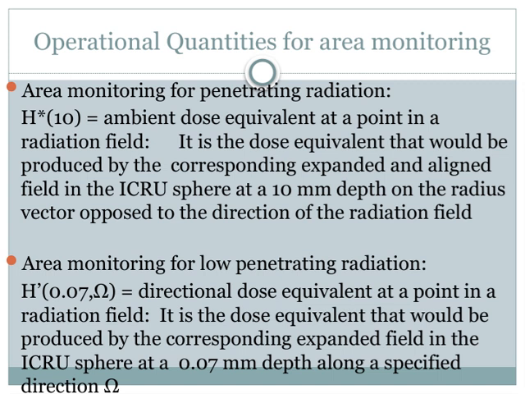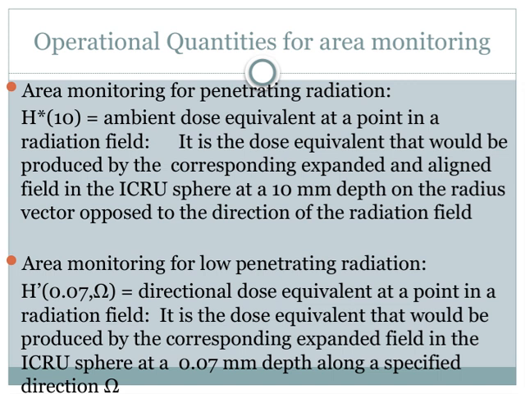Next, for low penetrating radiation, we have H0.07 omega. This is called the directional dose equivalent at a point in the field. It measures the dose that would be produced at a shallow depth of just 0.07 millimeters inside the ICRU sphere, along a specific direction, indicated by omega. This helps us understand the dose from radiation that doesn't penetrate deeply, which is important for fields with more superficial interactions.